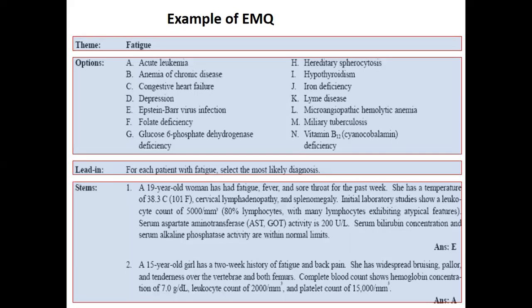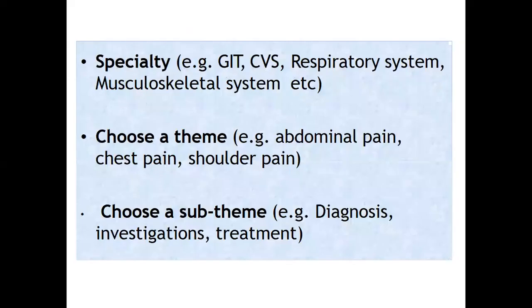So this is an example of EMQ, and now we will discuss the general rules of writing the MCQ. The first rule of writing the MCQ is that we have to decide what is our specialty, what is our theme, and what is our sub-theme. Specialty means which system we are going to deal with, what is the module: it is the GIT, the cardiovascular system, the respiratory system, or the musculoskeletal system.